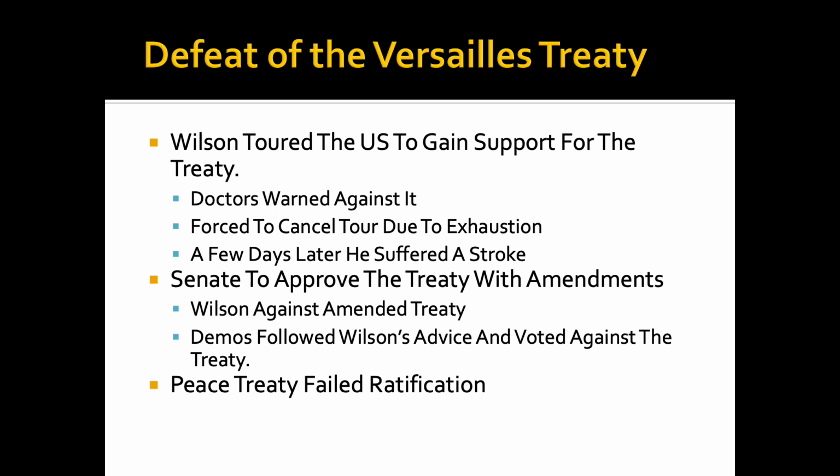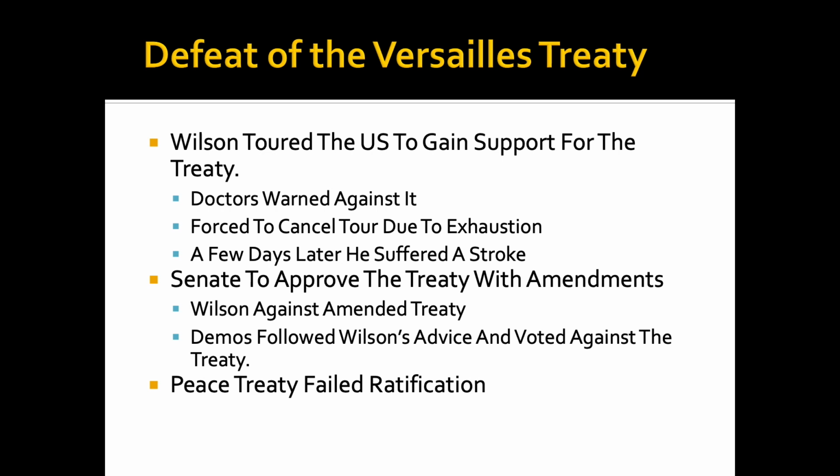Wilson went on tour to gain public support for the treaty, but he had been ill, and his doctors told him to rest, not to go on this train ride across the United States to build up support for the treaty. And he eventually had to cancel the tour, and then he suffered a stroke and was severely incapacitated and may really not have been acting as the president. It may have fallen to his wife to carry out his daily duties. And so this really hurt the ratification of the treaty.